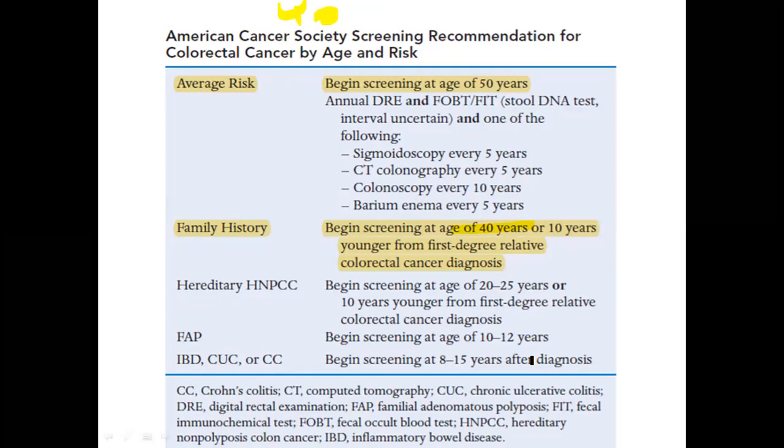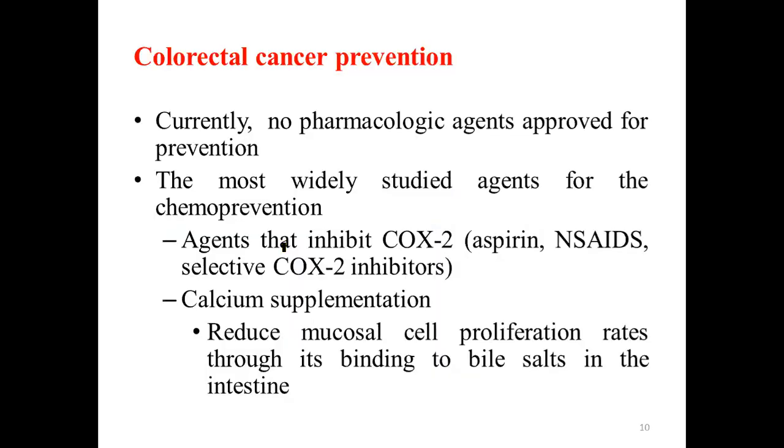Okay, so those are the general recommendations from the American Cancer Society. But if you want the details, you can read them. Those are the most important things that I mentioned for high risk. Start at the age of 10 years. That is the recommendation. Now, is it possible to prevent colorectal cancer?